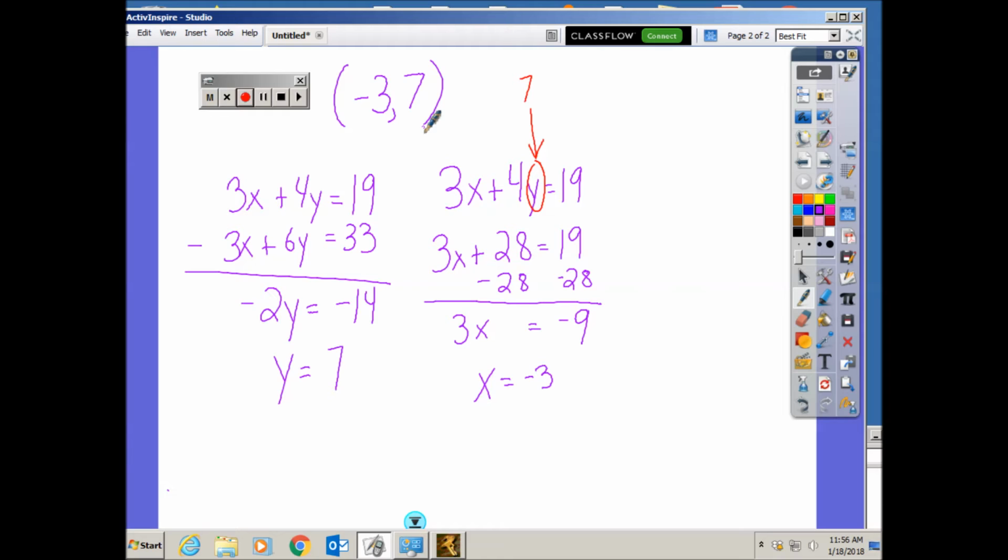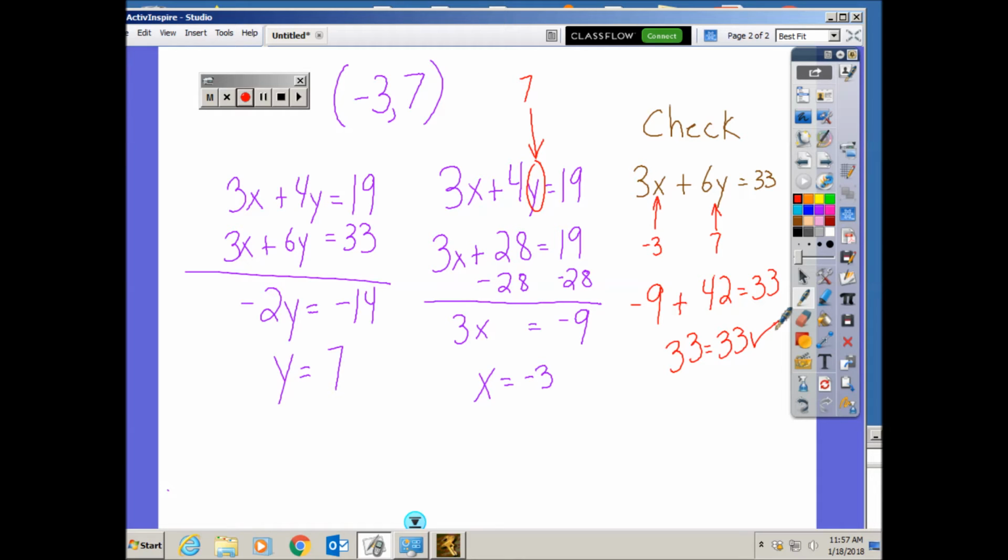I'm going to check it, which means I'm going to take the original second equation. Be careful here. That subtraction sign was just a sign I used to remind me to subtract. It's not a negative 3x. 3x plus 6y equals 33. I'm going to substitute in negative 3 for x, and I'm going to substitute in 7 for y. 3 times negative 3 is negative 9. Right? 6 times 7 is 42. Negative 9 plus 42 is 33.